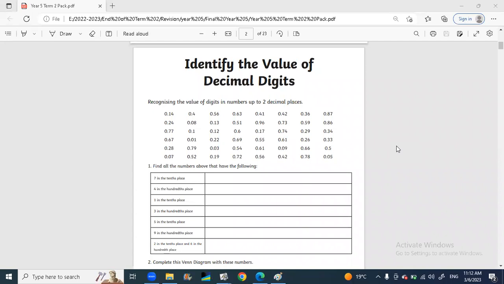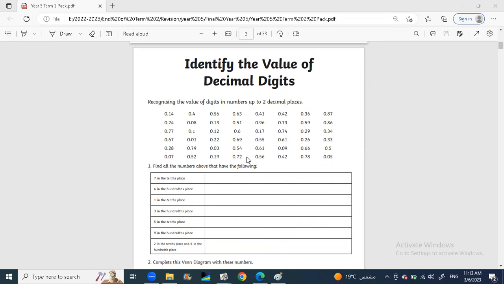And in today's video, we're going to have a look at the revision pack, and we're going to go through each page and revise everything together here in two videos. And this is part one. Okay. First thing that we're going to have a look at over here is the place value of decimals.